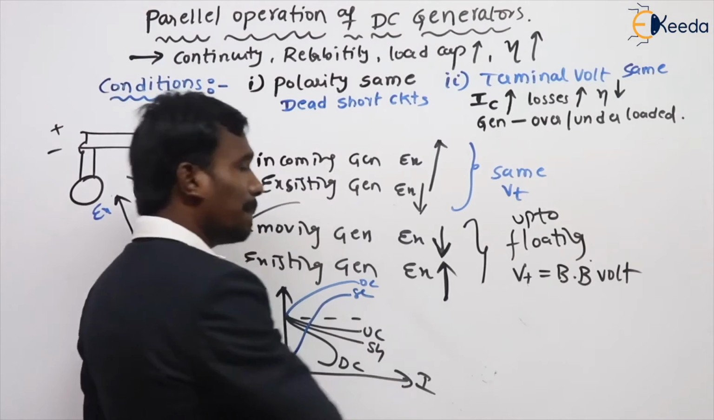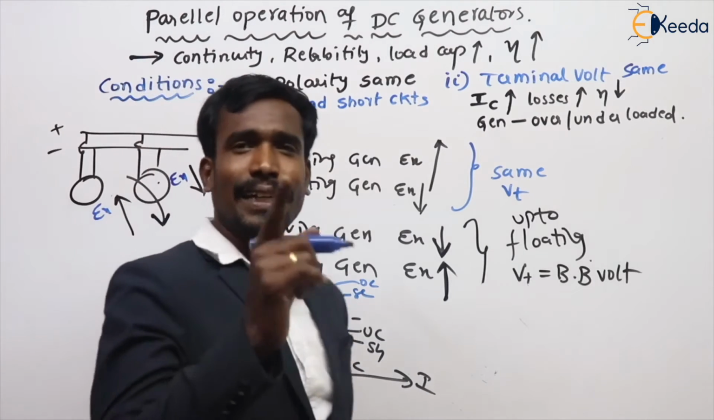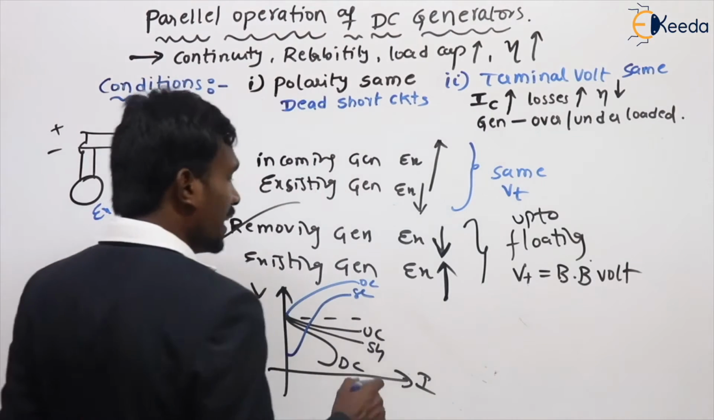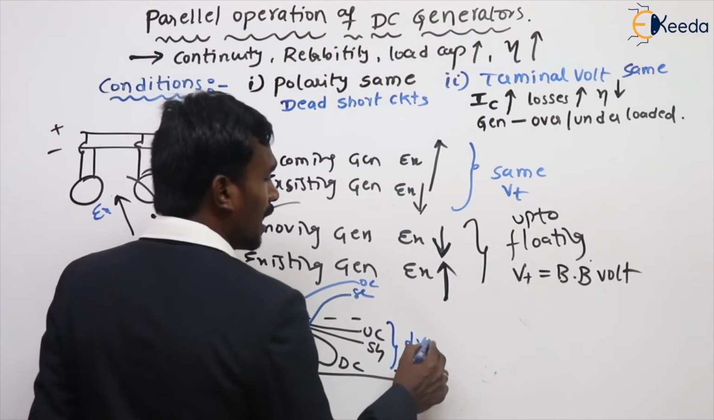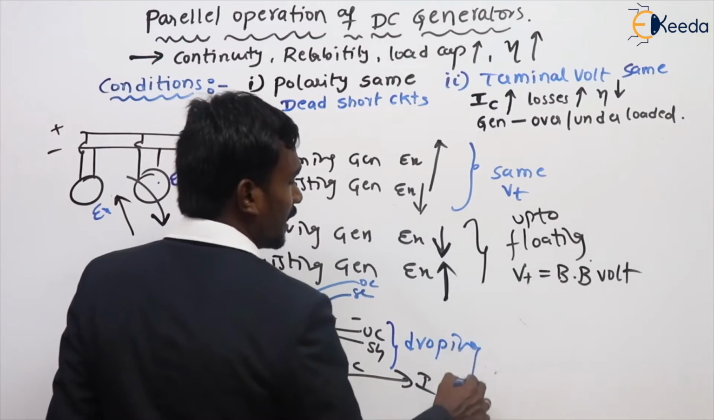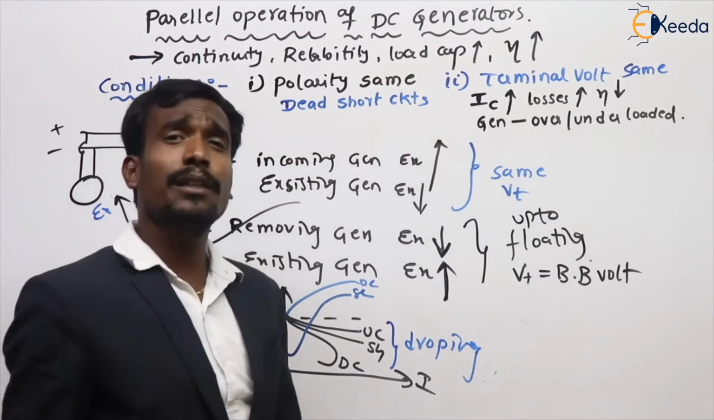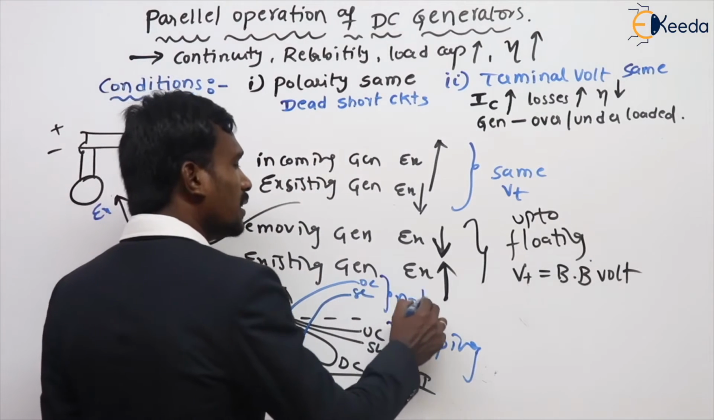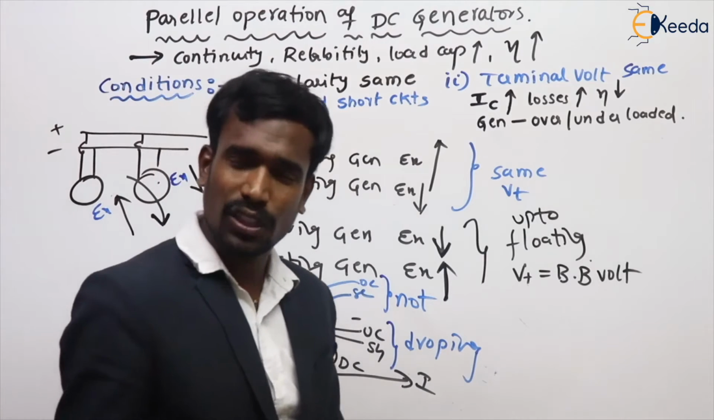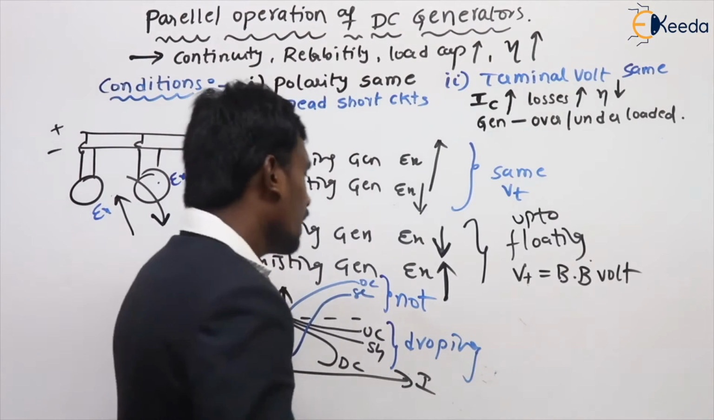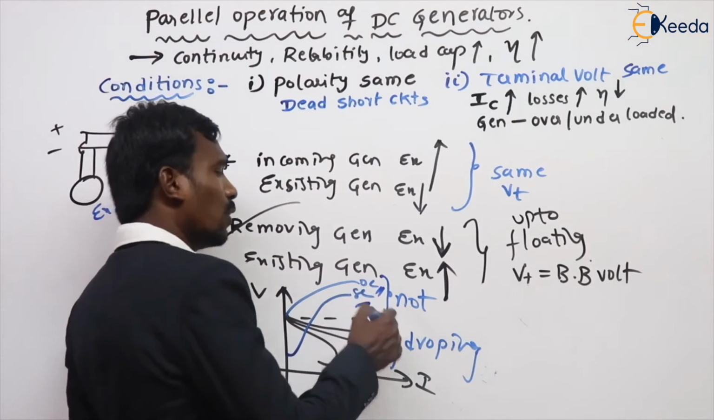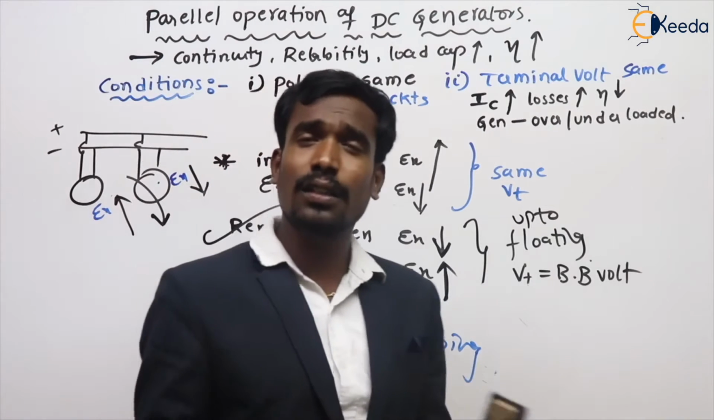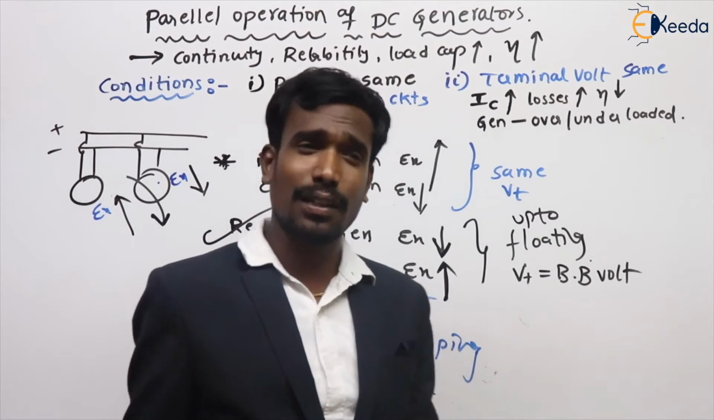During the parallel operation, we must take caution that the generators having drooping characteristics are eligible for parallel operation. These are not eligible for parallel operation. Generally, series generators and over compound generators are not preferable for parallel operation.